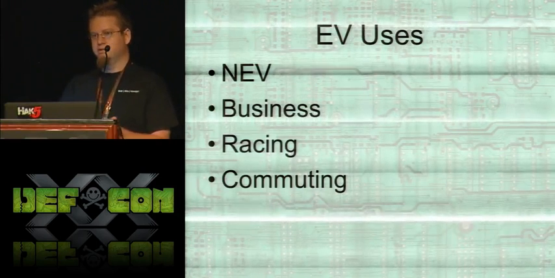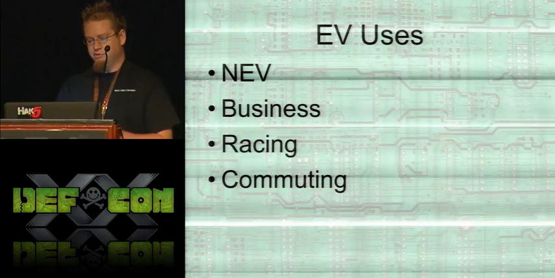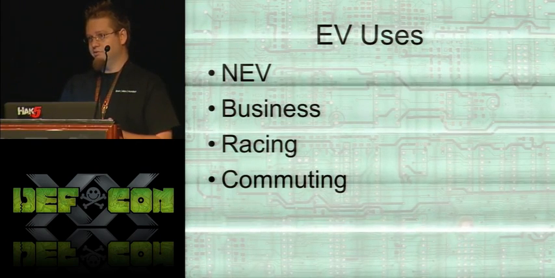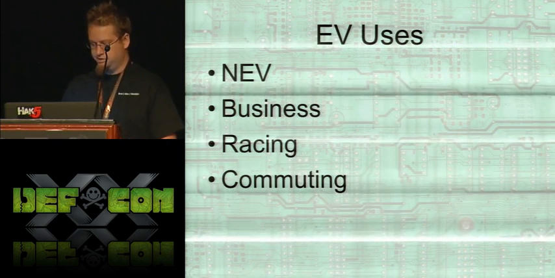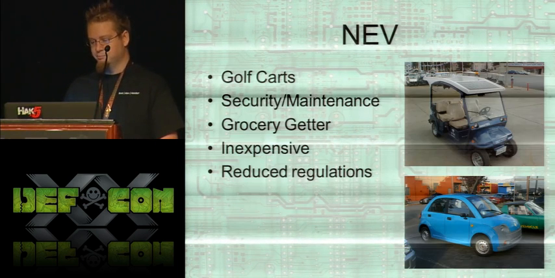So, there are lots of different things people use EVs for. One popular use is neighborhood electric vehicles. There are businesses that are starting to use them a lot. They're used in racing, and my favorite, commuting.